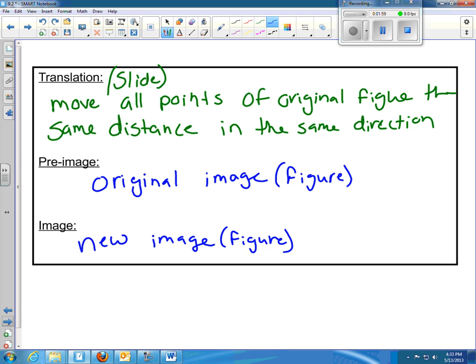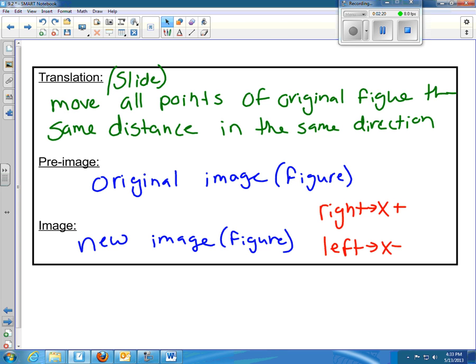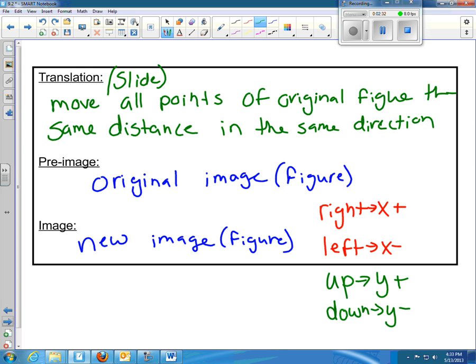Now, when we do translations, we are going to be moving right and left, up and down. And if we move right, that's going to deal with our x coordinates. And when we move right, our x is going to be positive. If we move left, our x is going to be negative. If we move up, that's going to deal with our y, and our y is going to be positive. If we move down, that's going to deal with our y being negative.